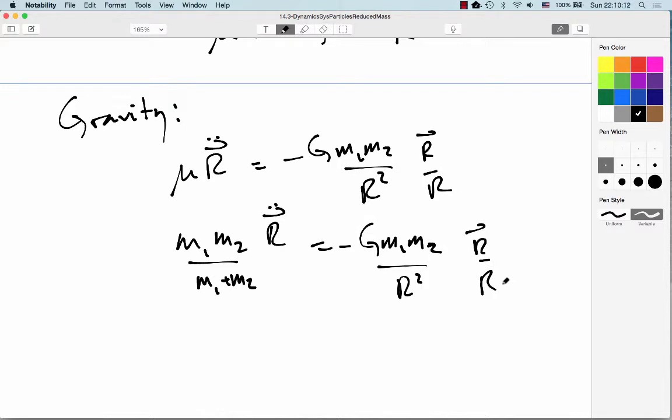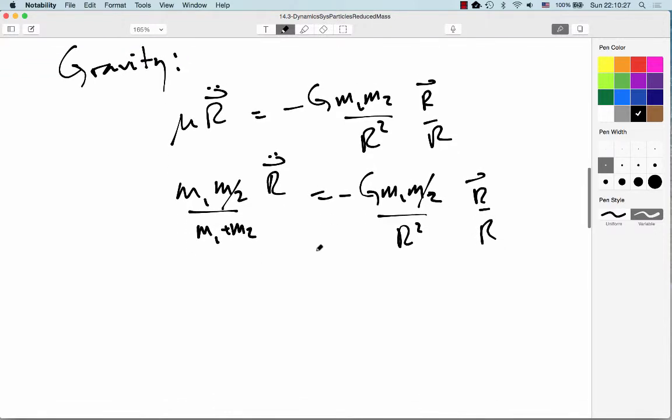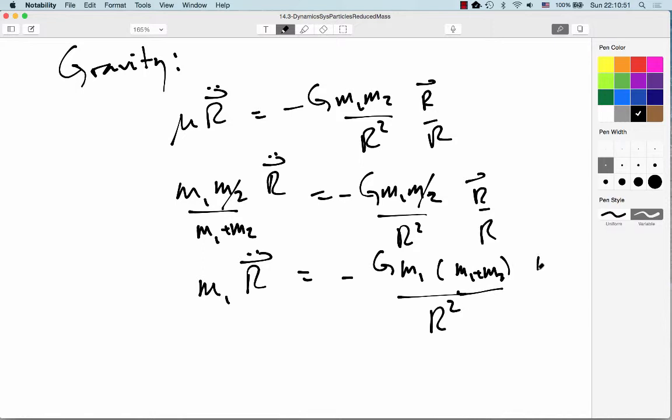Okay, and so we can go ahead and cancel out our big mass M2. Sorry, I misspoke just a moment ago, but the same idea applies. Big mass is M2, so we cancel it out. And then to get it to look like what we've had before, we'll have m1 r double dot, so this is what a person would write, equals minus G m1 times (m1 plus m2) over r squared, r over r.